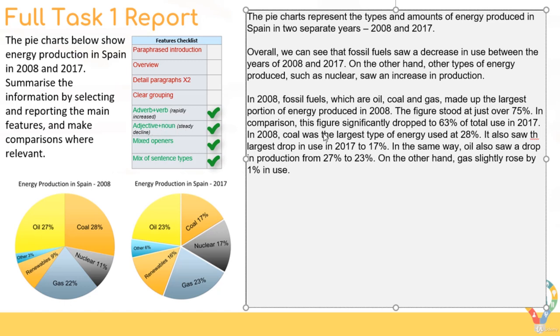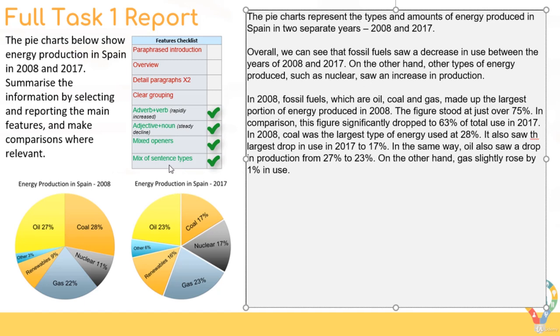Adjective and noun. Let's take a look for that. I can see here "largest portion", that covers that one. So I've ticked all these boxes. A mix of openers. Yes, I've definitely done that so far. And mix of sentence types. I've got some simple sentences, complex sentences. So I'm using different structures.